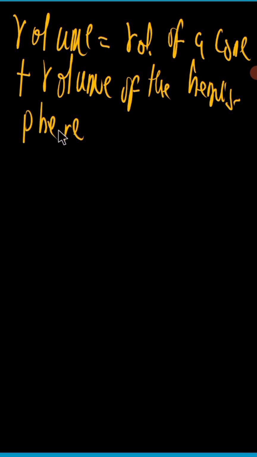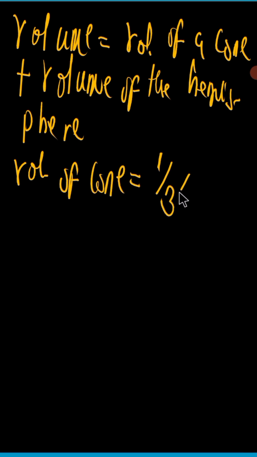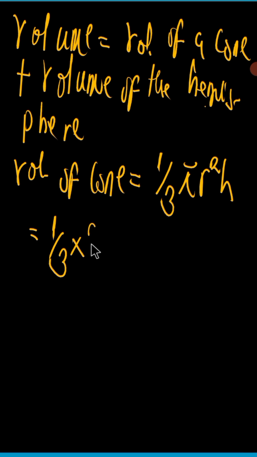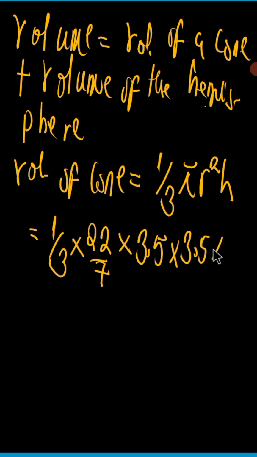So what is the volume of a cone? What's the formula? It is equals to 1/3 pi r square h. So that will give us 1/3 times our pi, which is 22/7, then times radius, 3.5 twice times 3.5. Then times the height of the cone, which is 9. So times 9.